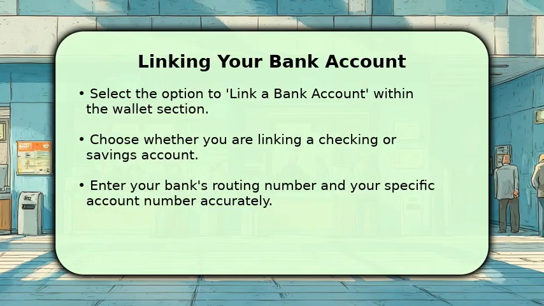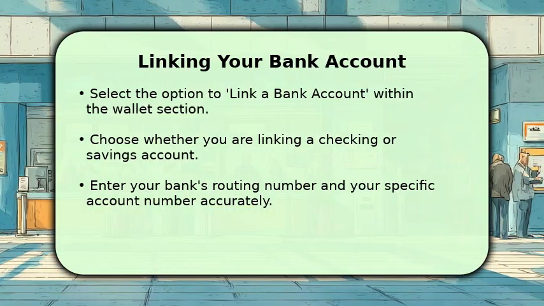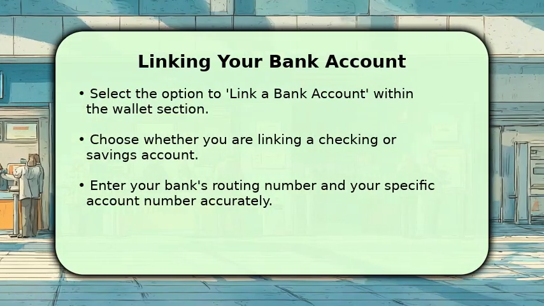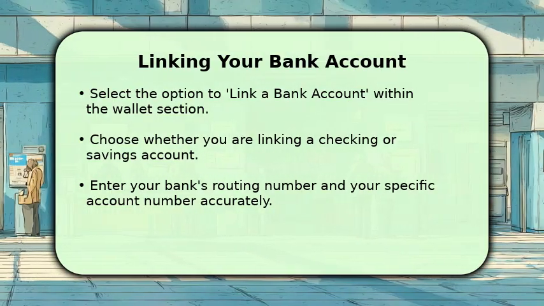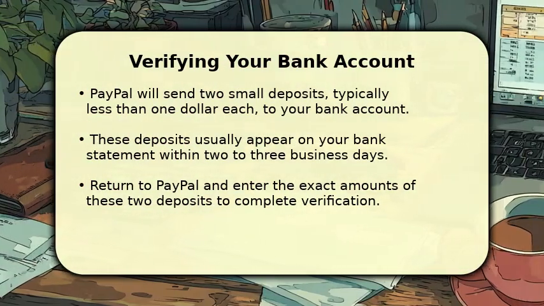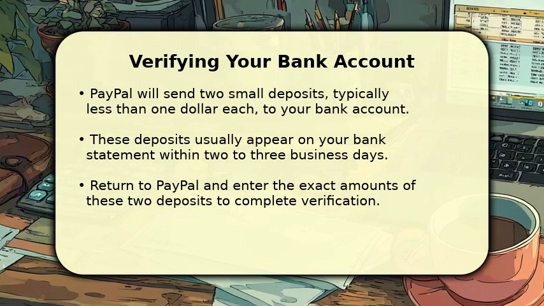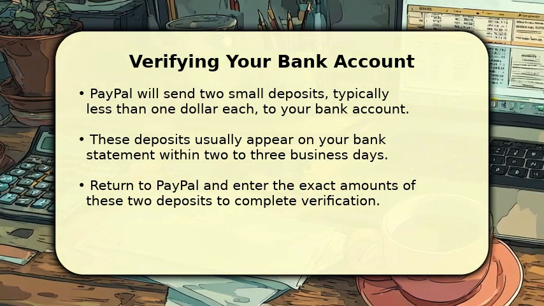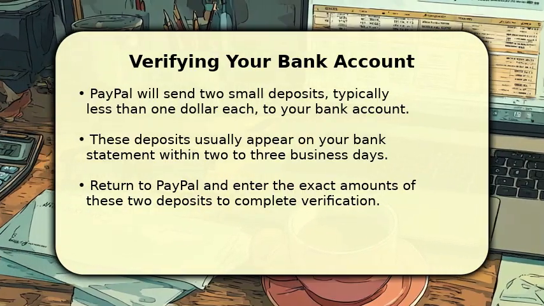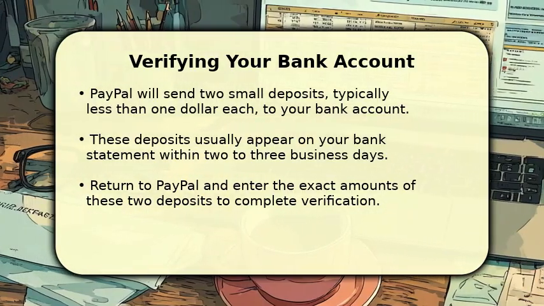Double-check these numbers for accuracy to prevent any delays in the linking process. This information ensures PayPal connects to the correct financial institution and account. To verify ownership, PayPal will send 2 small, random deposits, each typically less than $1, to your linked bank account. These microdeposits usually appear on your bank statement within 2 to 3 business days.